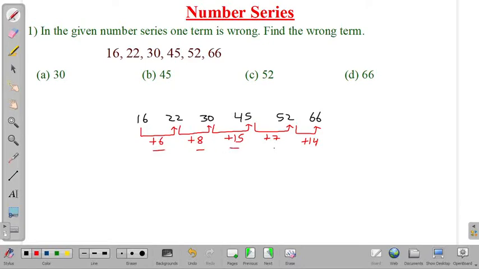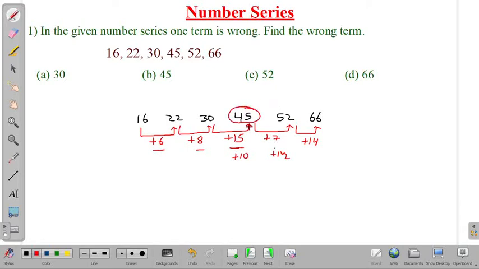If the next difference would have been 10, then our difference would have been increasing by 2, like 6, 8, then it should be plus 10, then plus 12, and then plus 14. So these two differences are not suitable as per our logic. So there may be some problem in this term.